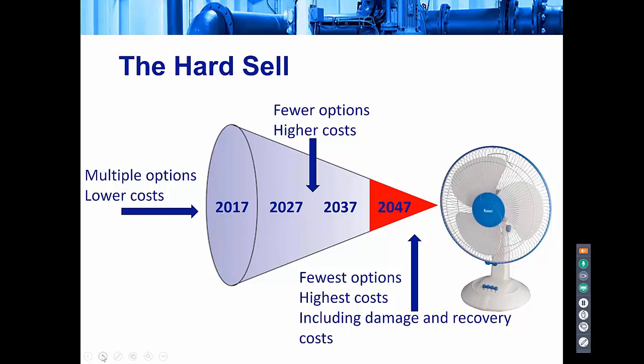So right now, there are a lot of low-cost options or no-cost options that we can start implementing to make sure we're more resilient. But as time continues, the number of options are going to decrease, and then we're going to talk about damage and recovery costs. So if we aren't preventing it now, it's just going to get more costly as time continues.